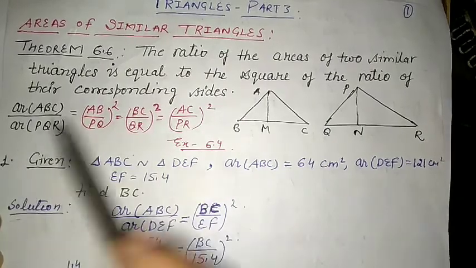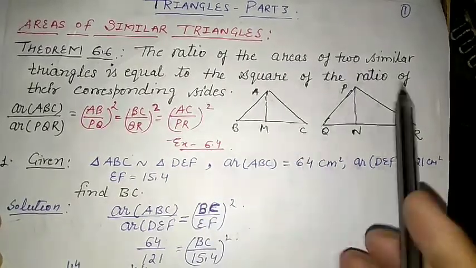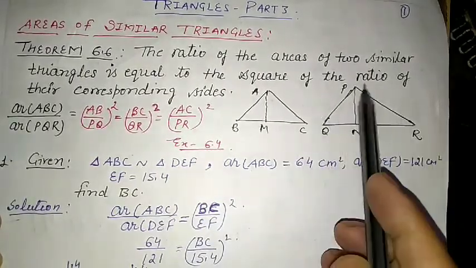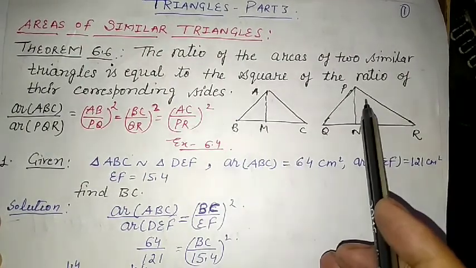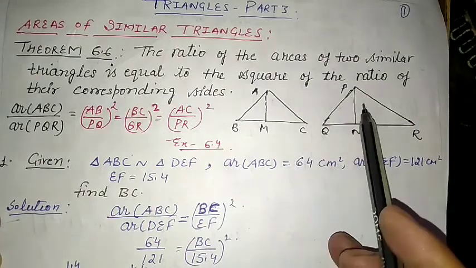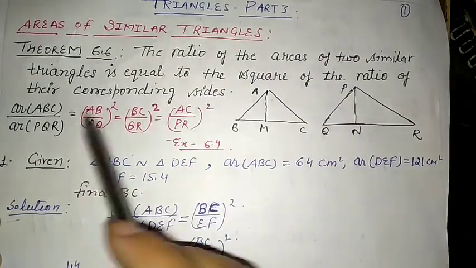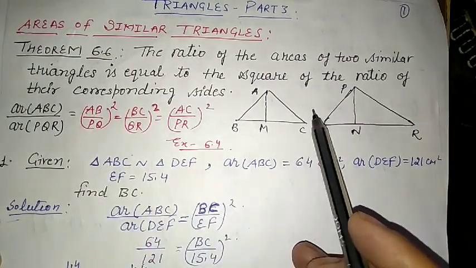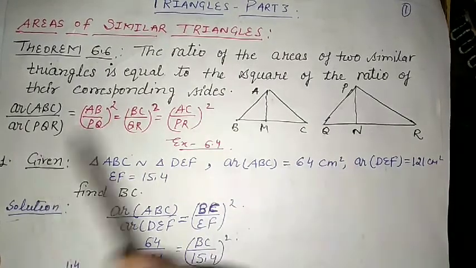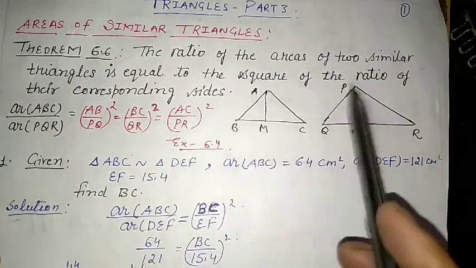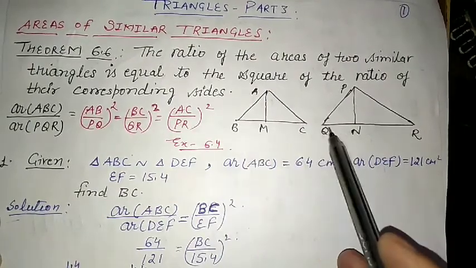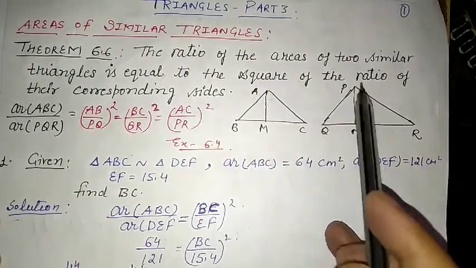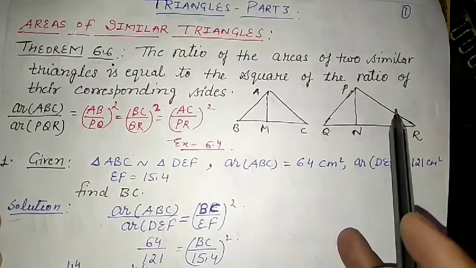So it is given the triangle ABC and triangle PQR. The ratio of the area of triangle ABC and triangle PQR is equal to the square of the ratio of their corresponding sides. If we take AB of this triangle, then PQ will be of this triangle. BC, QR, AC and PR. This we have to take.